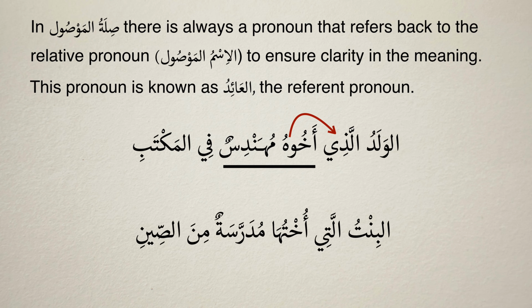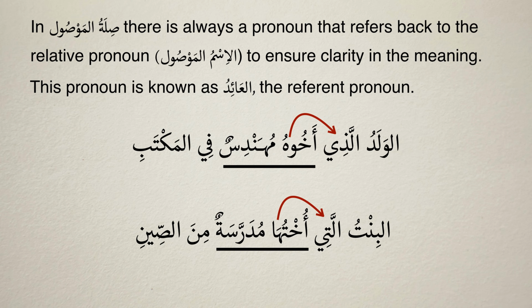Next example. البنت التي أختها مدرسة من الصين, meaning the girl whose sister is a teacher is from China. Here, أختها مدرسة is صلة الموصول and the attached pronoun ها is ضمير عائد, referring back to التي. In all of these examples, we saw الجملة الاسمية as صلة الموصول.